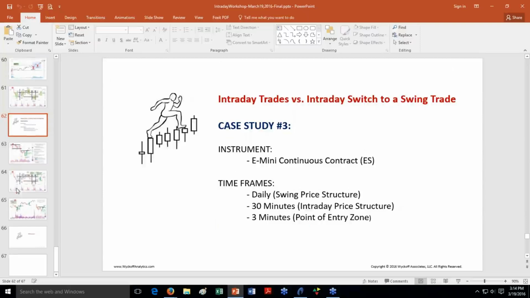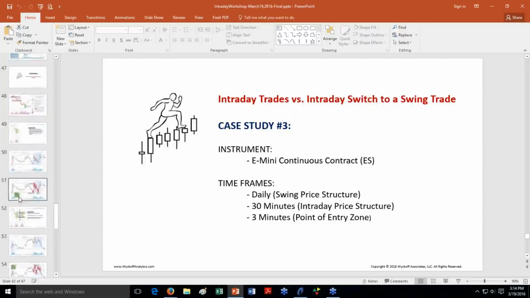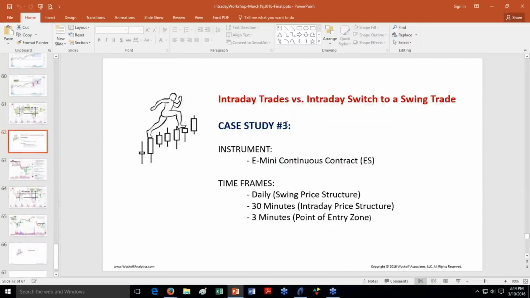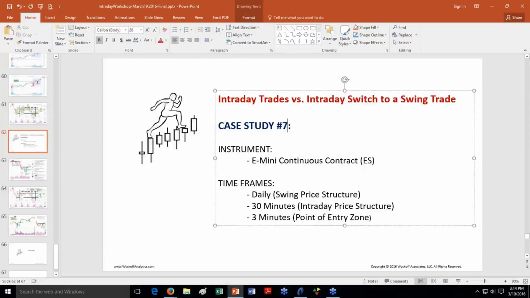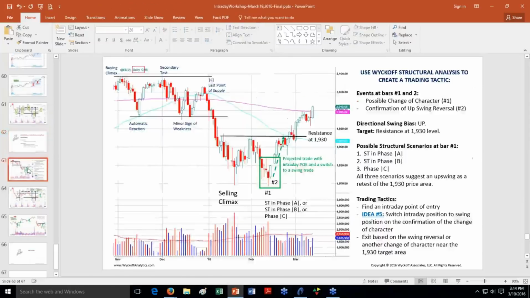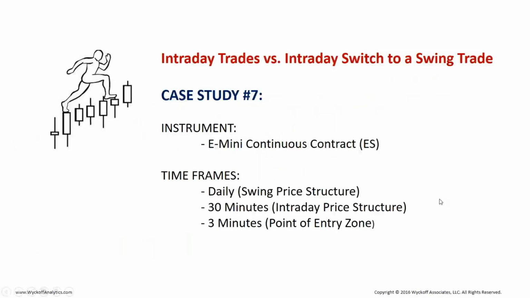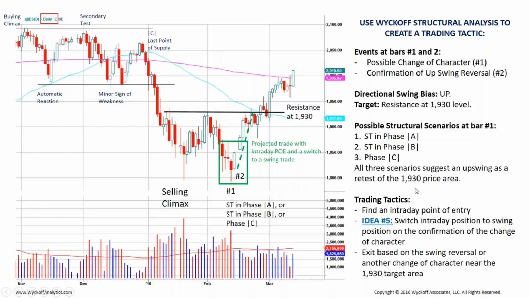Oh, it's actually 6. So this is actually 7. Okay. So let's continue with this idea. Where would we switch from the intraday trade to the swing trade? We're going to look again at the E-minis continuous contract. Daily is going to be used for the swing price structure, 30 minutes for the intraday price structure, and 3 minutes for the points of entry.